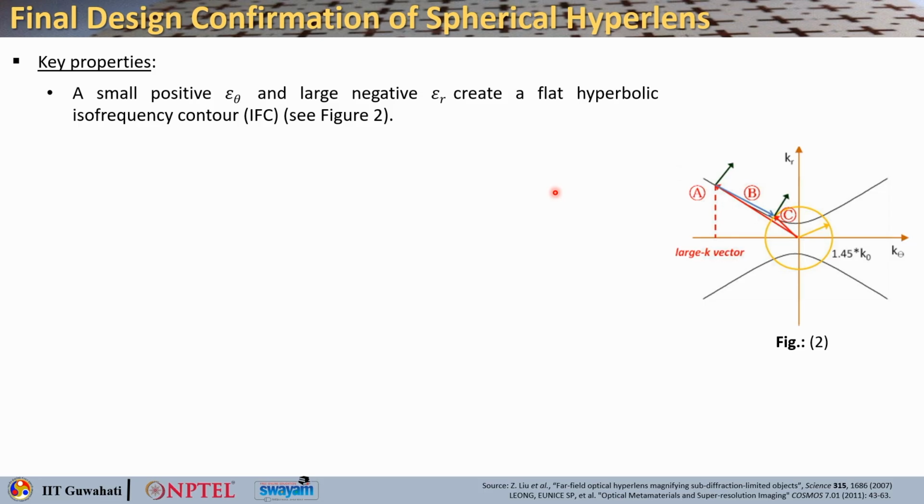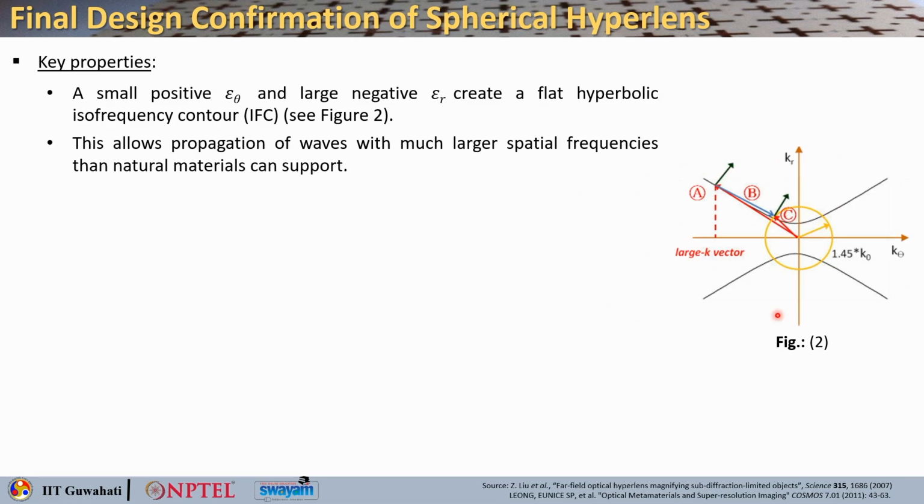Now, the key property in this particular design of spherical hyperlens is that you need a small positive epsilon theta and you require a large negative epsilon r, so that you get this kind of a flat hyperbolic isofrequency contour. Now, why is it important? Because you want this kind of hyperbolic dispersion curve that basically supports much larger spatial frequencies, or you can say large k vectors, than other natural materials can normally support.